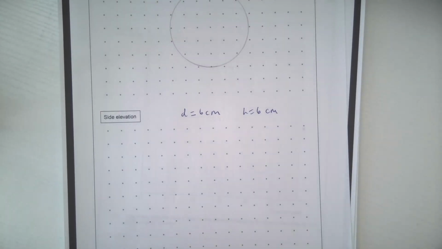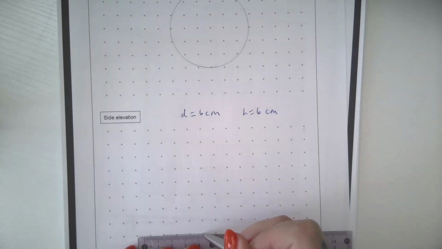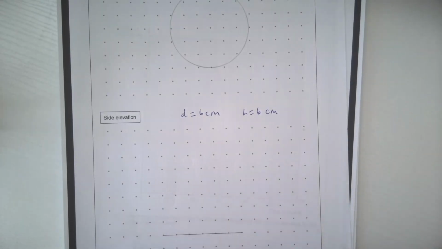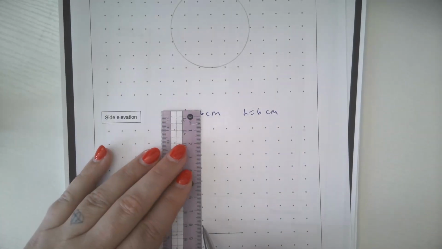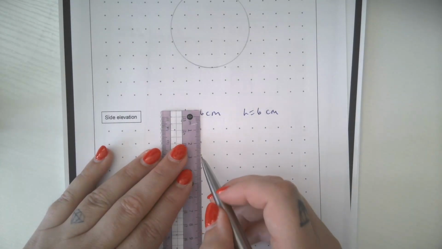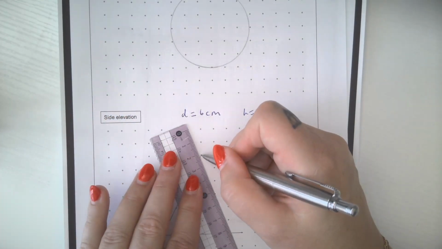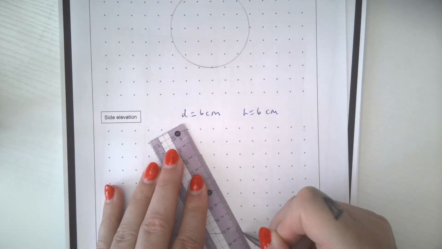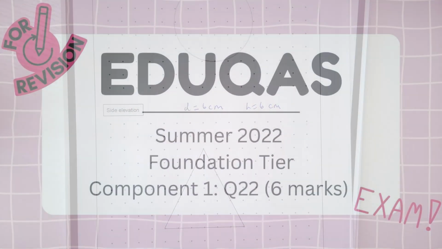So what we need to do, the diameter is the base of our triangle. So we're going to go 1, 2, 3, 4, 5, 6. And then we want a height of 6. So we're going to go from the middle here, 1, 2, 3, 4, 5, 6. And that's where we're drawing our shape for the side elevation.